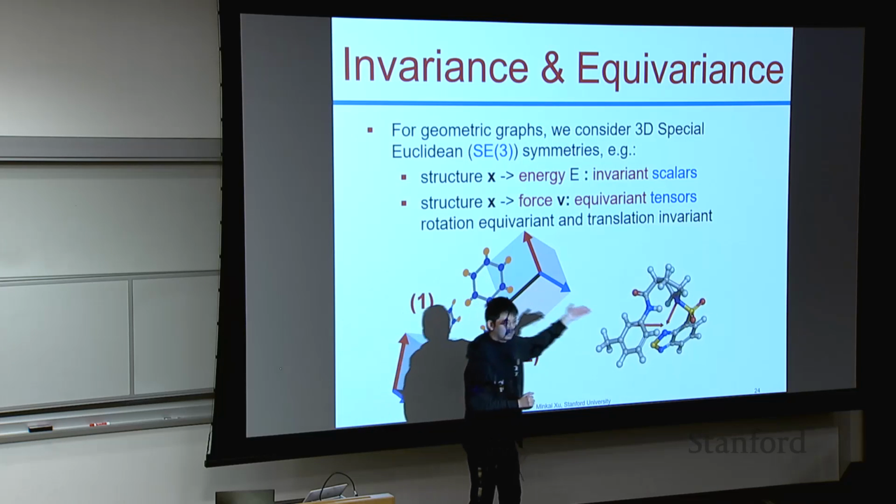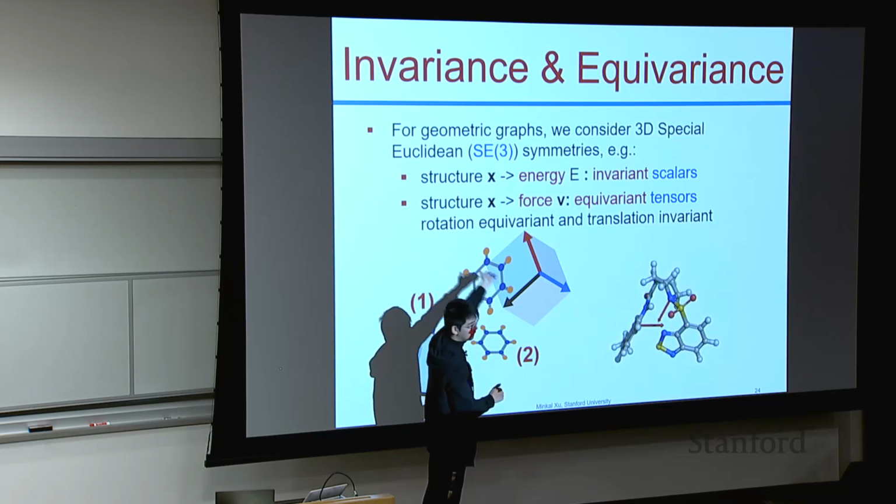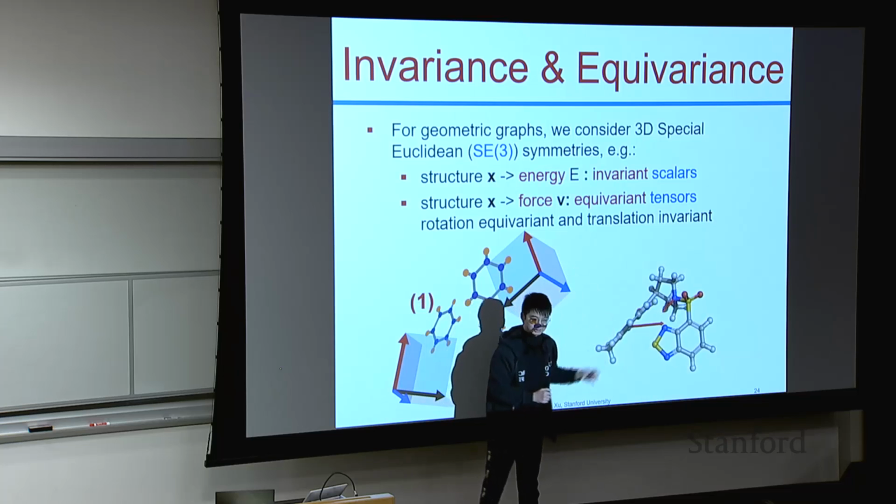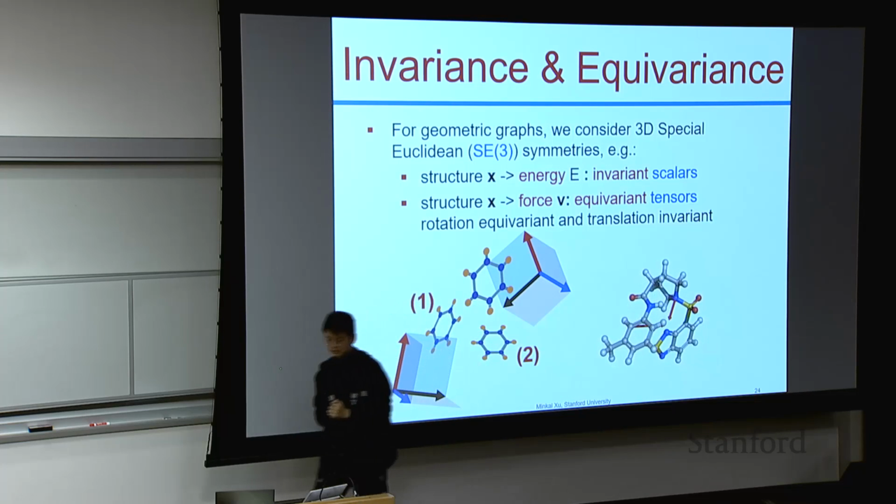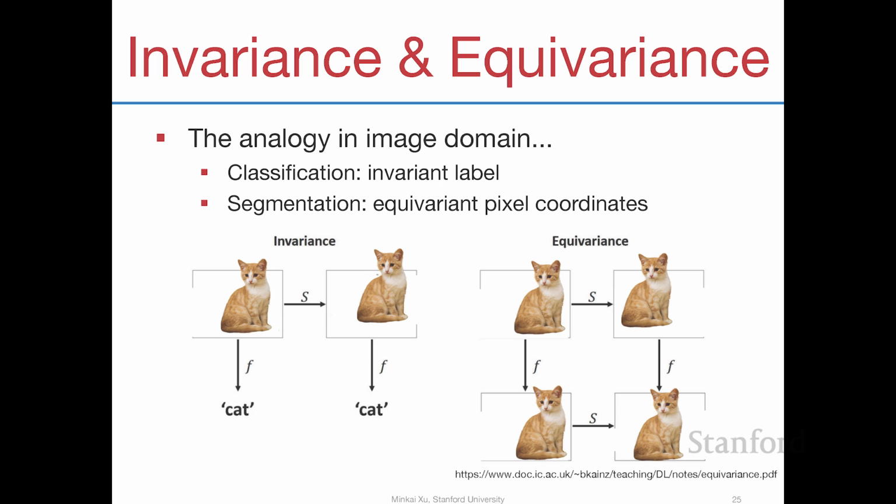By equivariant, it actually means equivariant to rotation, but invariant to translation. Yeah, we want to do this kind of prediction. There is some analogy in the image domain. What is invariant and equivariant?